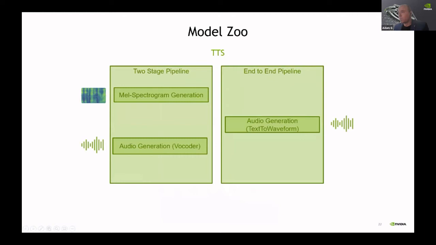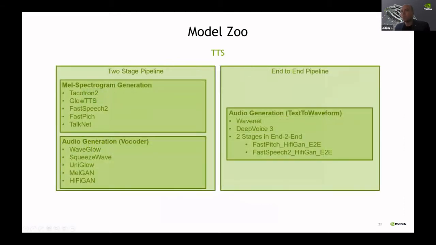And finally, within the text-to-speech space, we have a number of modules out of which you can build neural networks, but also 2-stage pipeline neural networks, as well as end-to-end pipelines, both components for mel spectrogram generation and audio generation, so vocoders. And this includes neural networks such as Tacotron 2, Glow TTS, FastSpeech 2, FastPitch, TalkNet, WaveGlow, and state-of-the-art models such as HiFi-GAN. And on the back of the success of those generative models, we also started introducing end-to-end pipelines. So there are early implementations of FastPitch, HiFi-GAN, end-to-end models, and so on and so forth.